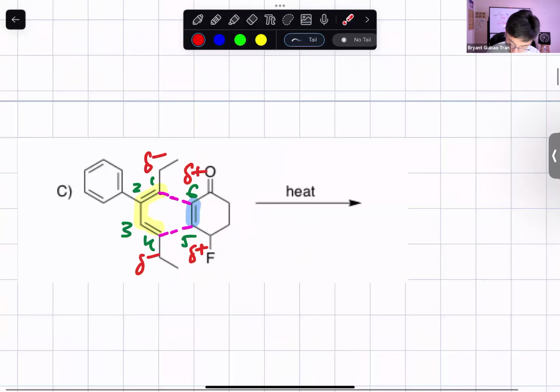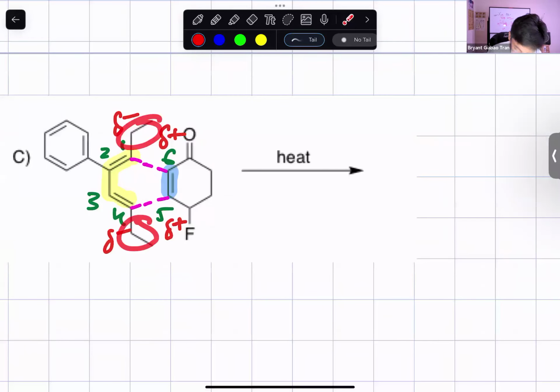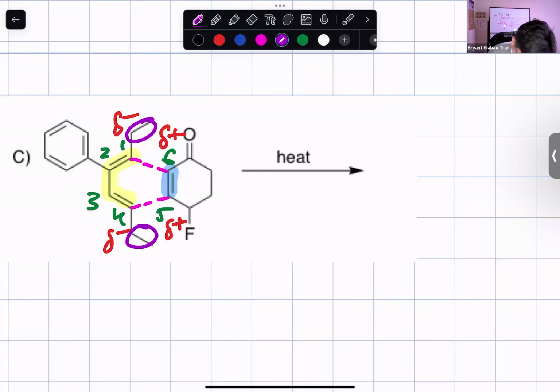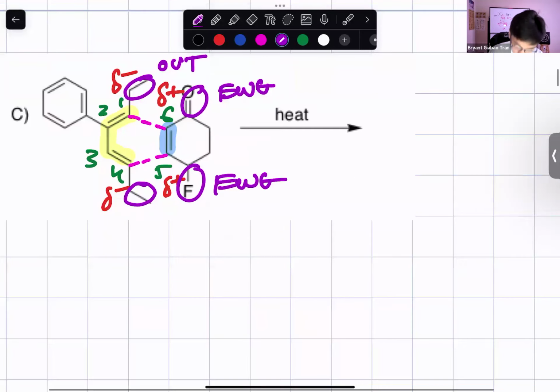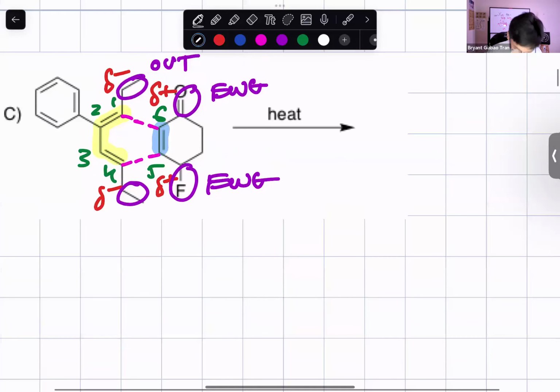So we're going to get two sets of enantiomers here. Would these ethyl groups here be considered out groups or in groups for the Diels-Alder reaction? Out groups, right? Because they're going outside of the pocket. So would that make them cis or trans to the EWGs, where these are the EWGs here? Would they be cis or trans to the EWG according to the endo rule? Cis, right? So now, yep, it's correct, cis.